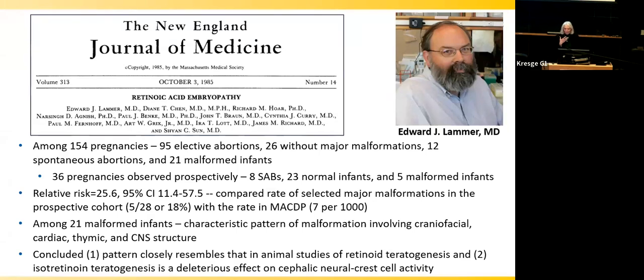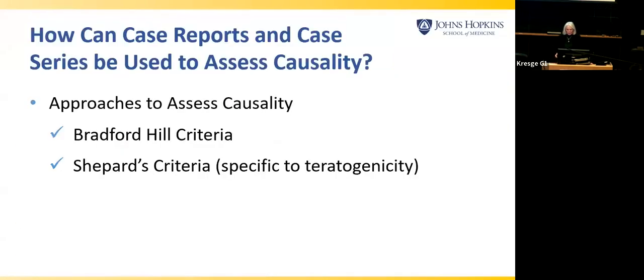Craniofacial, the ears, the face, heart defects, defects of the thymus, and defects of the brain with the hydrocephalus. So Ed and his colleagues concluded the pattern closely resembles that in animal studies, and that isotretinoin teratogenicity is a deleterious effect on cephalic neural crest cell activity. So that's embryologically what they hypothesized was going on.